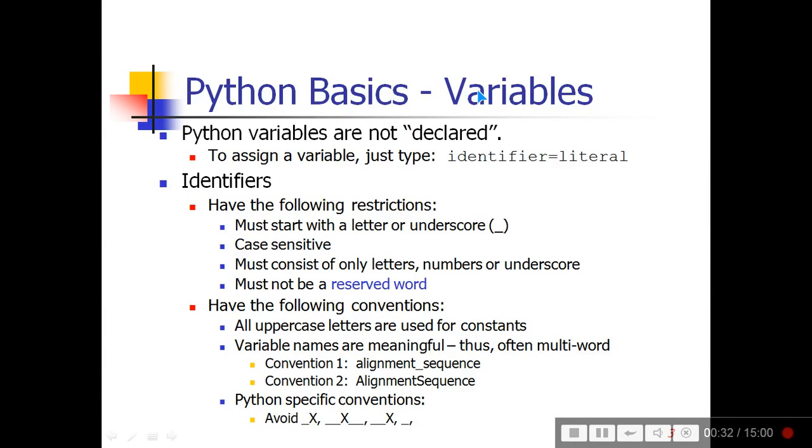Then the variables used in Python. Variables are not declared. This is very important. To assign a variable, just type identifier is equal to literal. Just give a number to some identifier. This identifier is a variable.